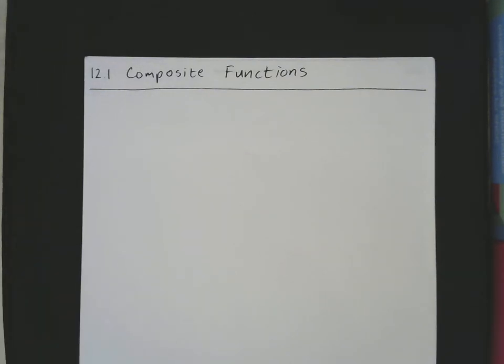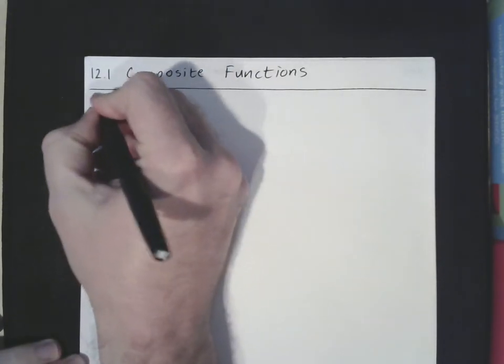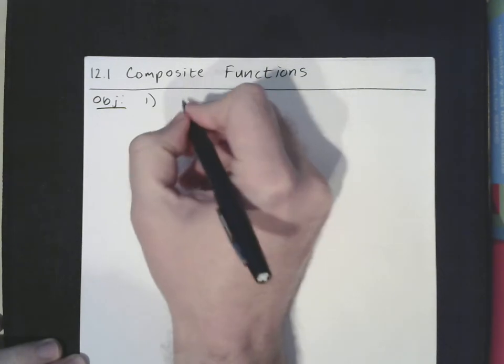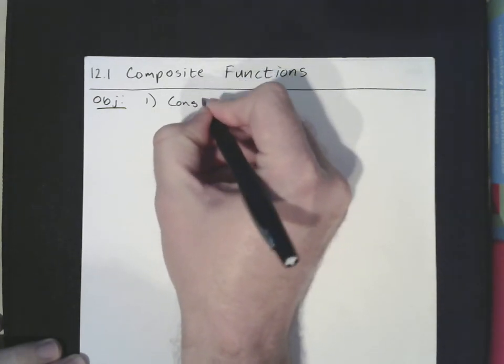Okay, section 12.1, composite functions. So we're launching into a new chapter now. And in this first section, we have two things to talk about. The first is we need to be able to construct composite functions.